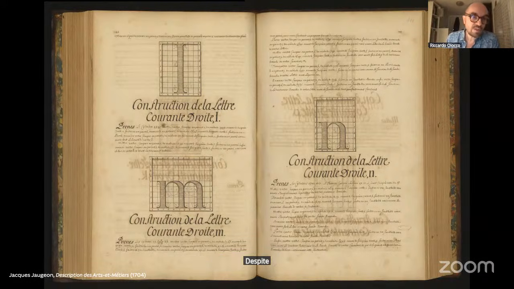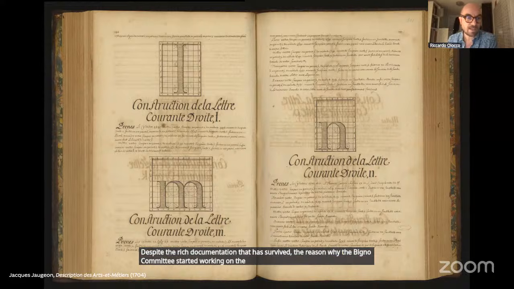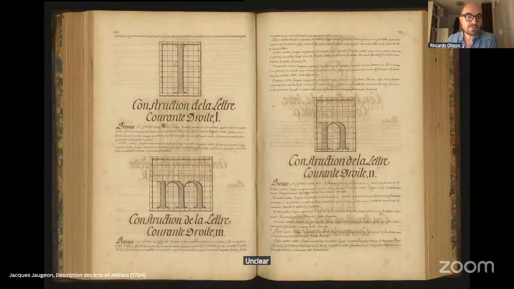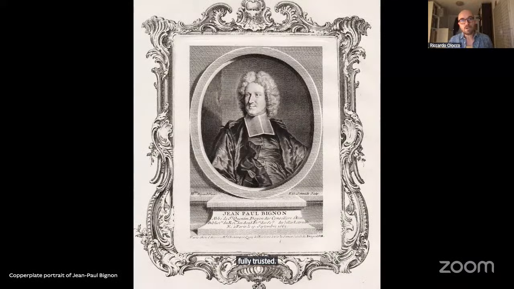Despite the rich documentation that has survived, the reason why the Bignot committee started working on the Romain du Roi remains unclear. Several accounts have survived, but they were all written many years later and they cannot be fully trusted. Mosley suspects that the Abbé Bignot played an important role in this.